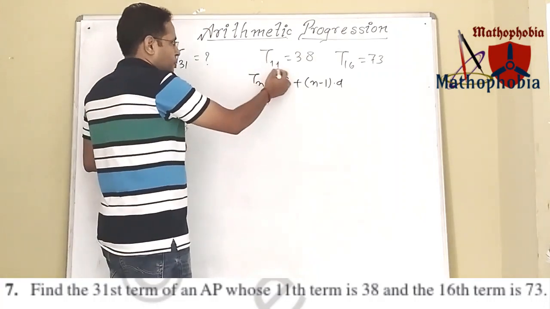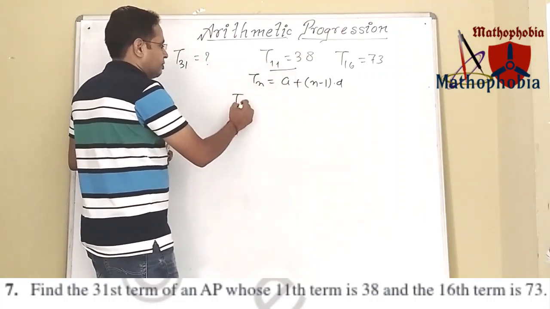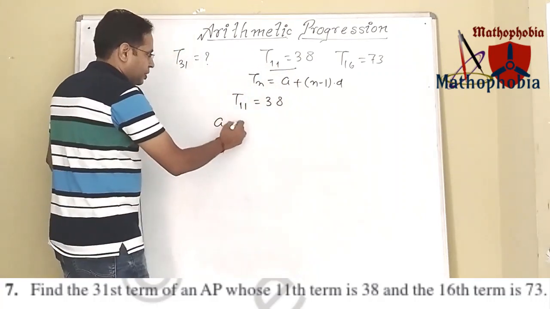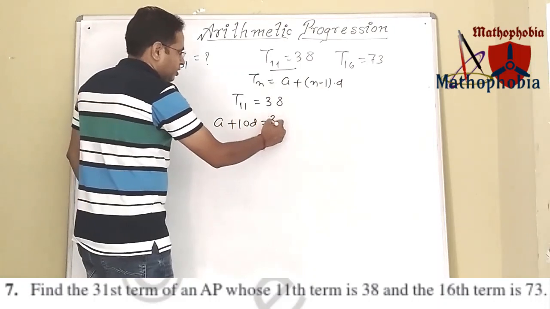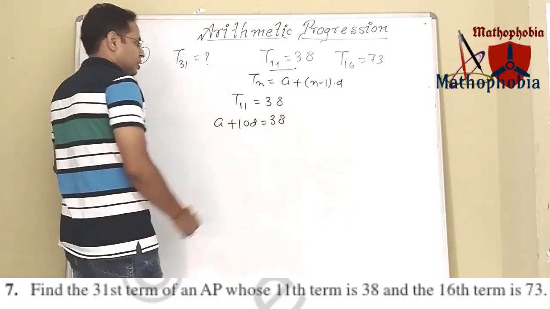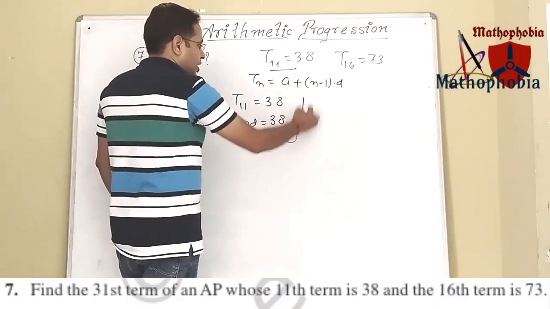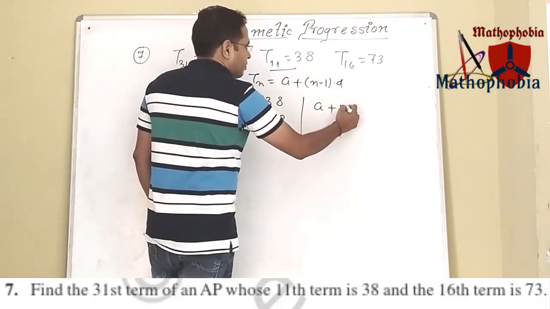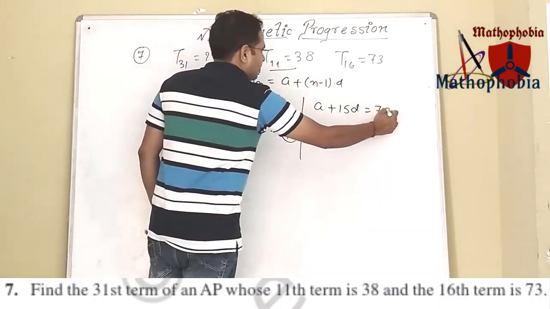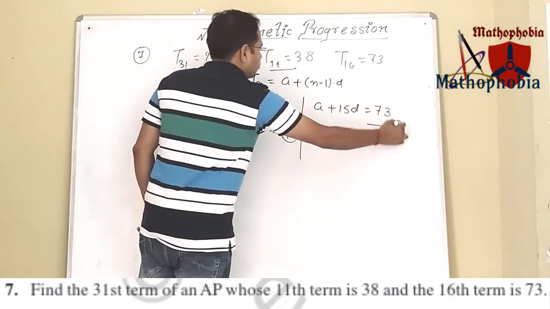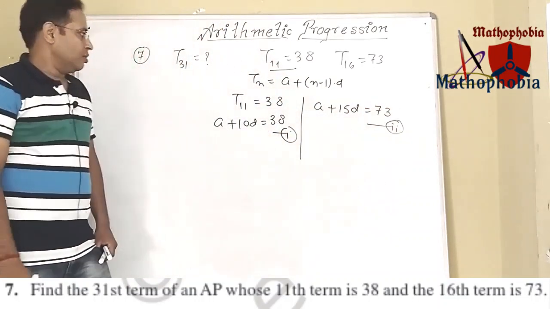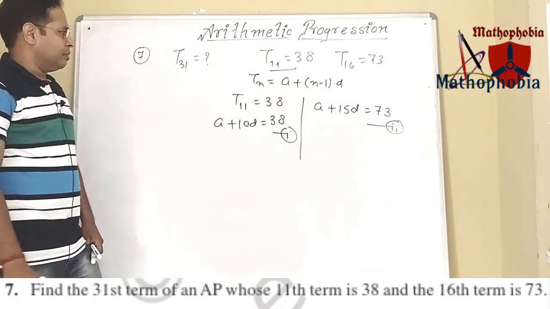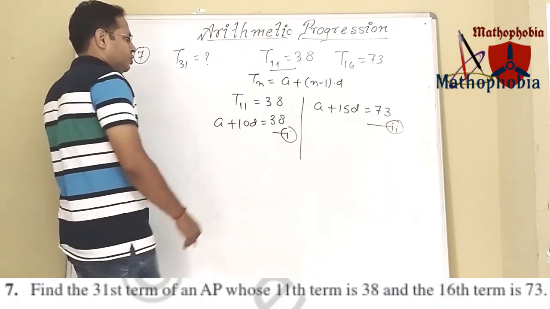चलो, तो इधर पे अगर इस पे अप्लाई करें this formula, so you'll get T11 equals to 38, it is given. So it will be a plus 10d equals to 38. This is equation number 1. If I apply the same formula here, we'll get a plus 15d is equals to 73. This is equation number 2. So we have got two linear equations in two variables. So we'll be solving it by elimination method. That will be easier to do.